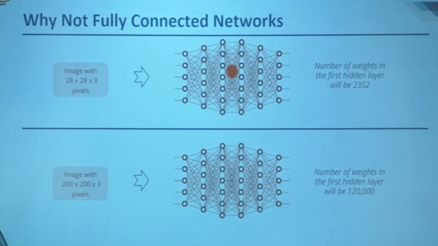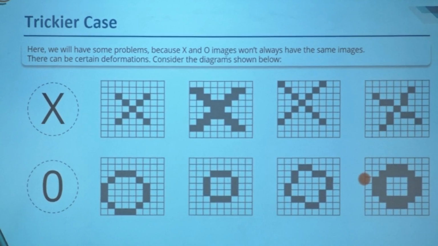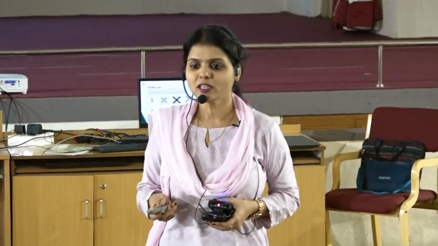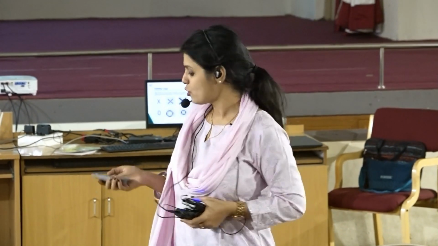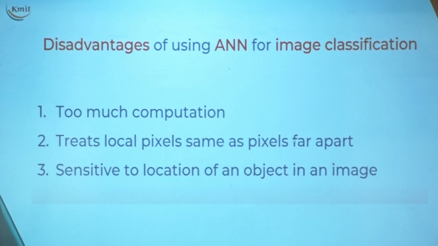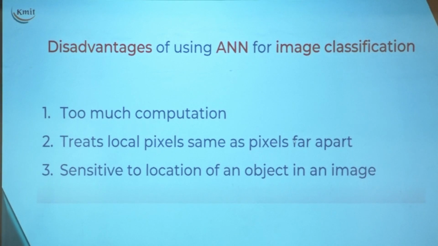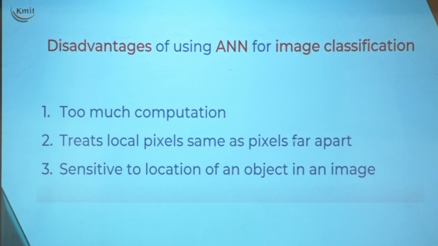Okay, why do I say more number of neurons? Because depending upon the size of the image, I calculate row into height into the dimensions of that particular image. So those many neurons have to be calculated in the input layer, in the hidden layers, and then weights also have to be calculated for n number of neurons. So this increases the computation cost, hence we don't prefer ANN working with images, for which we have the next structure, which is what? CNNs. Okay. So drawbacks of ANN for image classification: too much computation, treats local pixels the same as pixels far apart, that is local invariance is not available when we go for ANN dealing with images, and then sensitive to location of an object in an image.